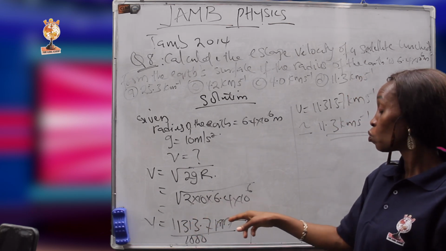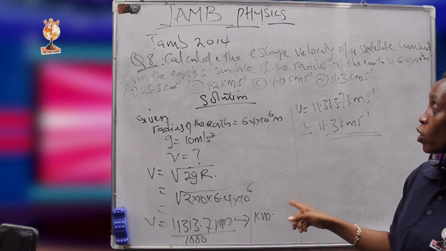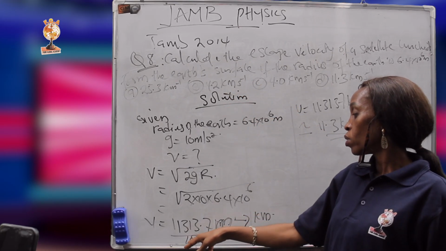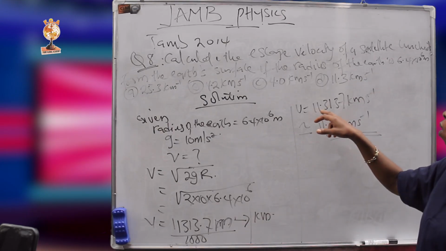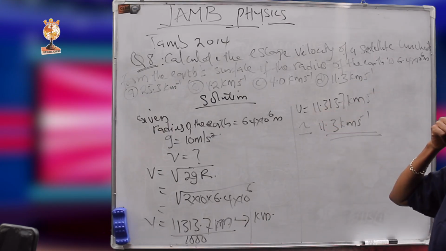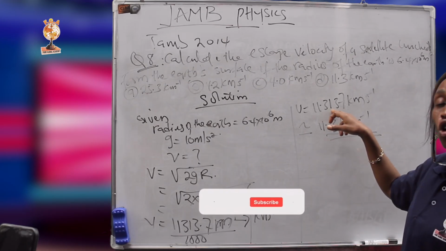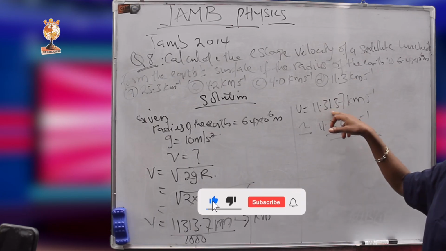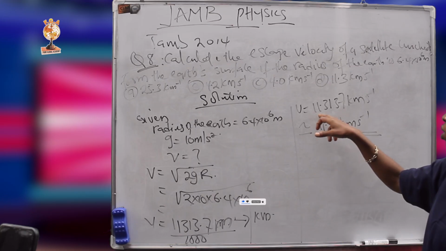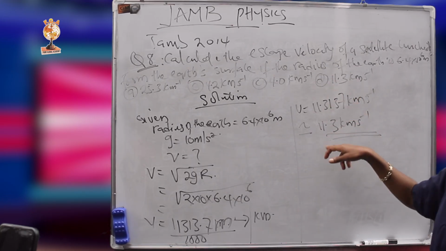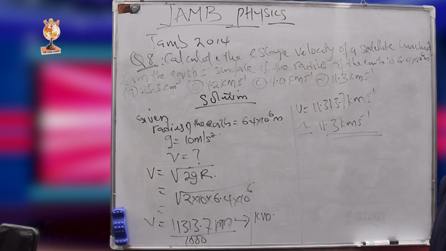I'll be having 11313.7 meters. If I convert it to kilometers, because the unit is kilometer per second, I divide by 1000, and I should be having 11.3137 kilometer per second. Approximately, because the next digit is not up to 5, I can round it down, so it becomes 11.3 kilometer per second. So this D becomes the answer to this question. Okay.